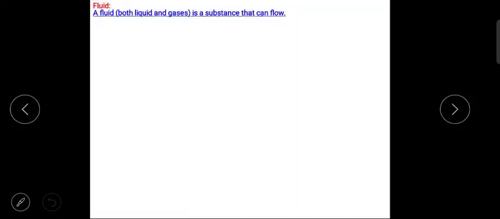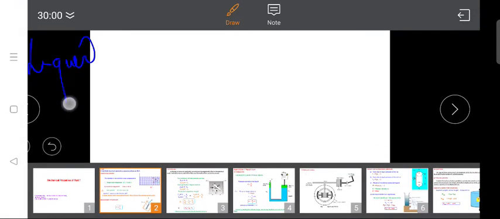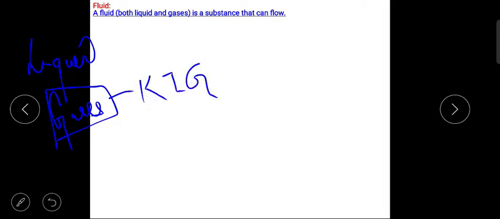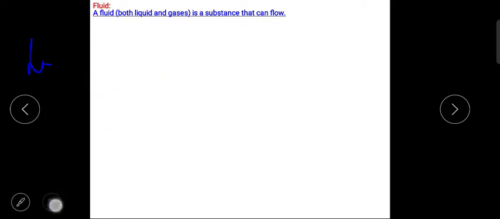Under fluid we know that there are two main things. First is liquid, and second is gases. We study gases in a separate chapter, kinetic theory of gases, where we will only deal with the kinetic theory of gases. But the ability by which they flow comes under fluid mechanics. It's a very interesting chapter, and if you study it well, you will get good marks in that also.